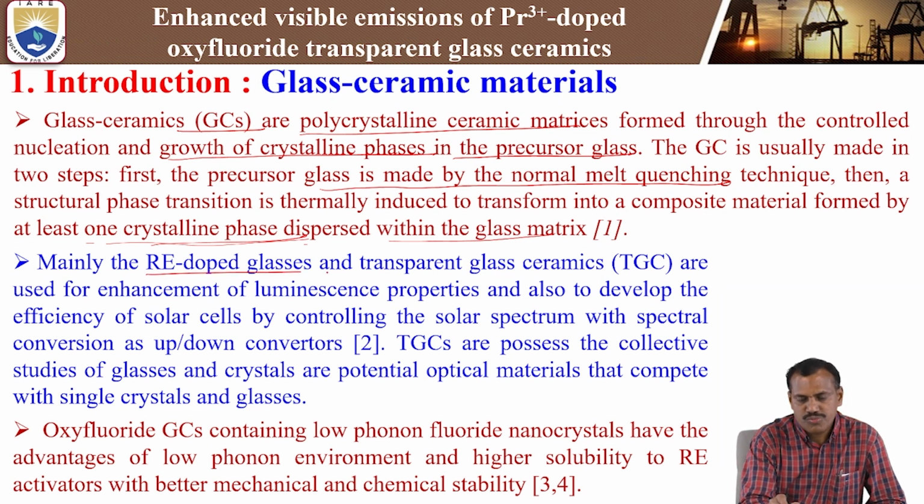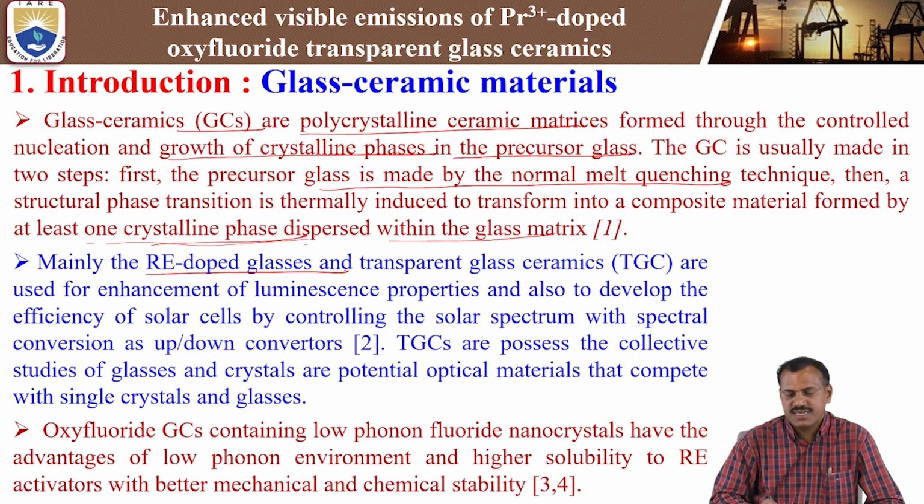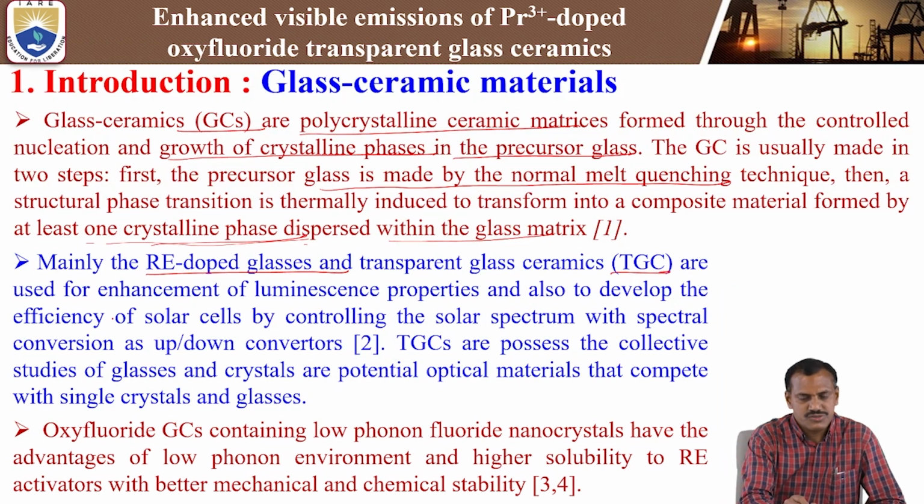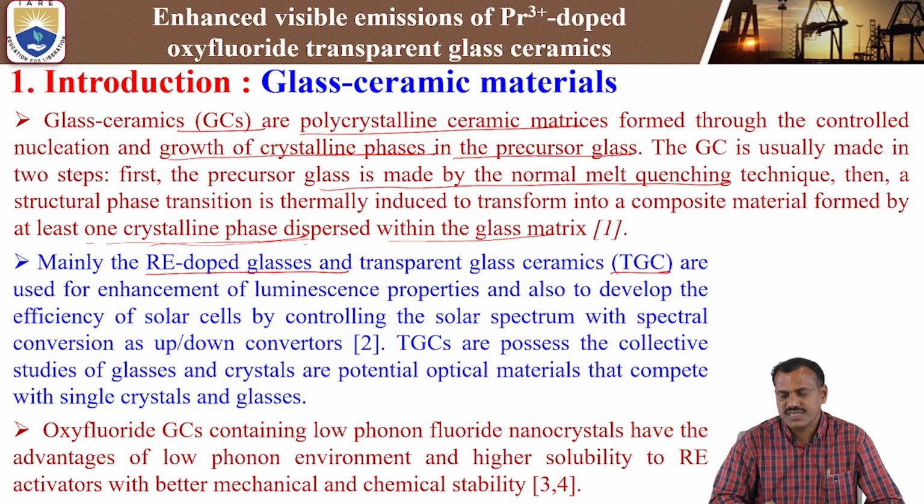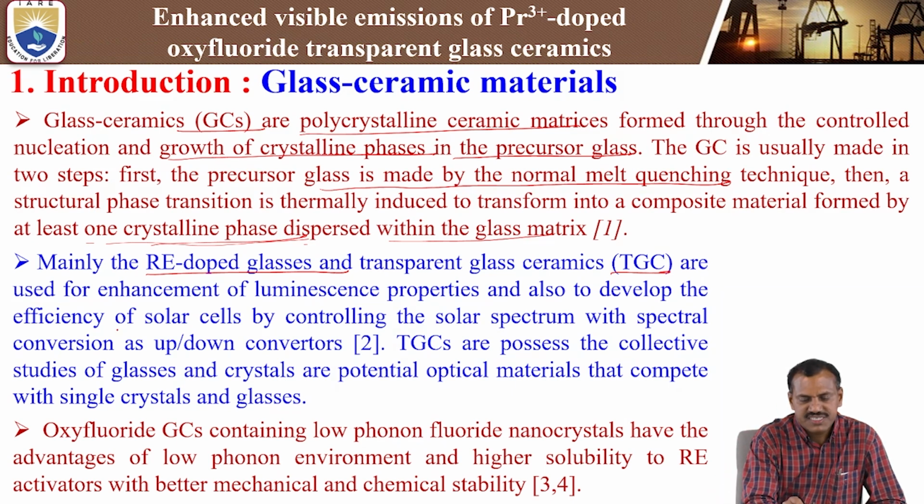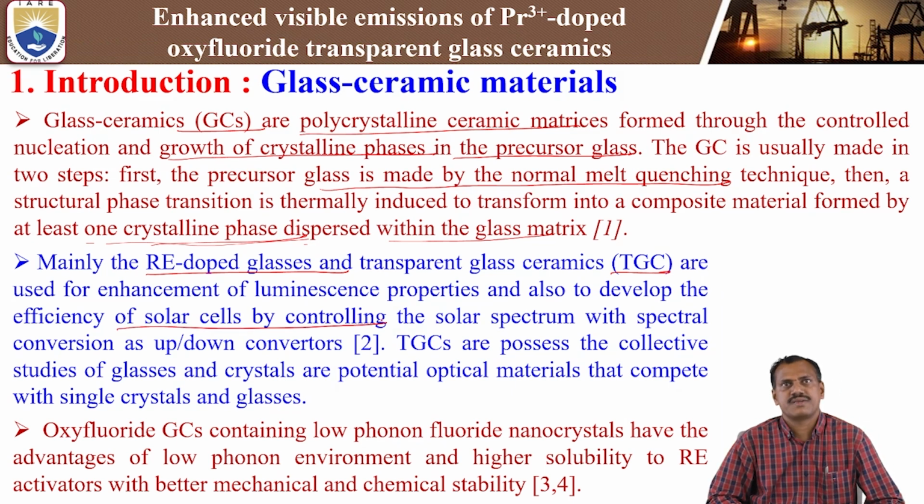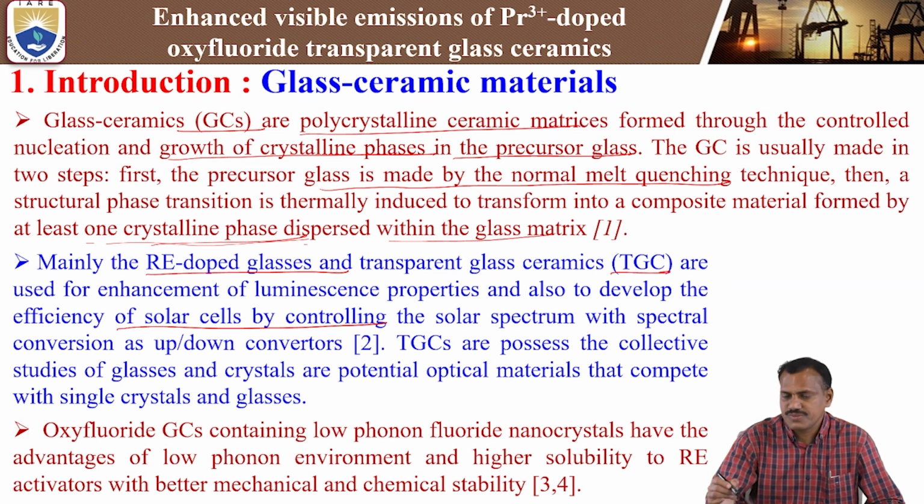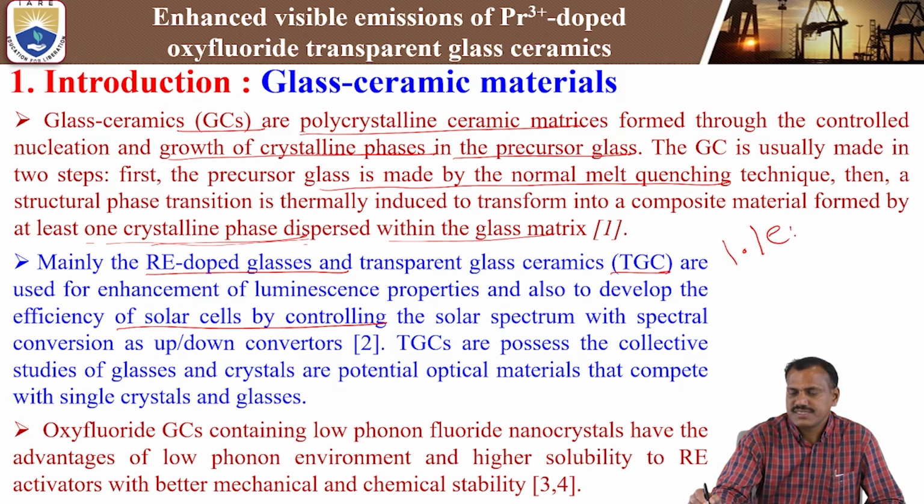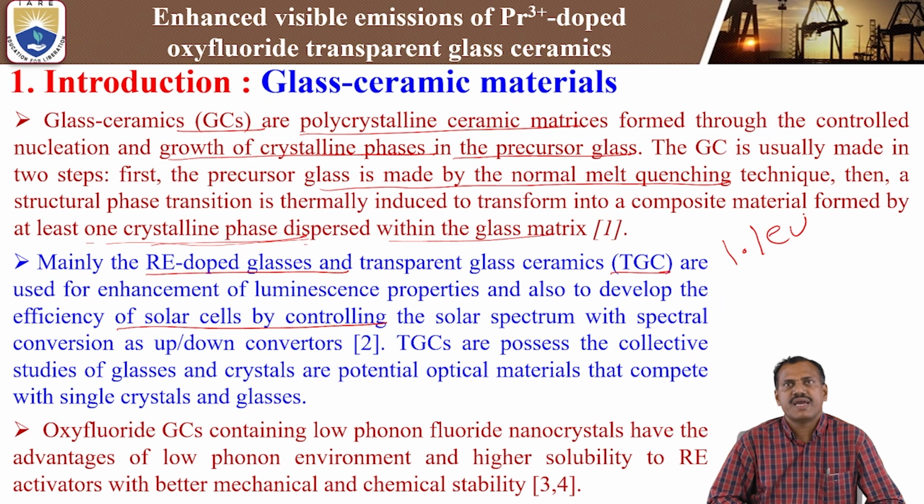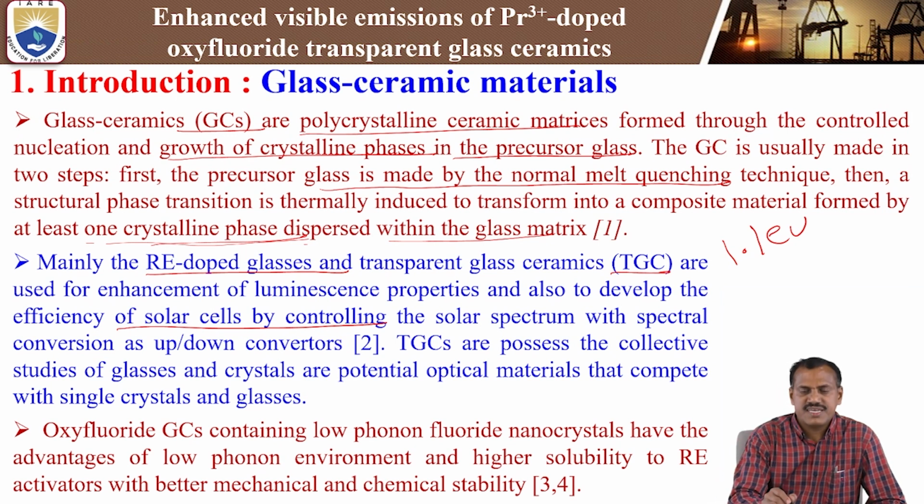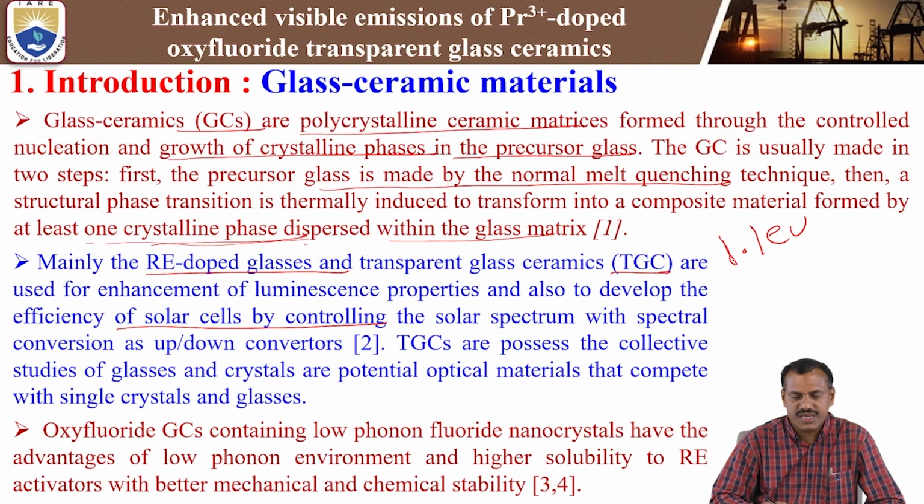Next, mainly rare earth doped glasses and transparent glass ceramics. Transparent glass ceramics we can call TGC. Transparent glass ceramics are used for enhancement of luminescence properties and also to improve the efficiency of solar cells by controlling the solar spectrum. For solar cells, mainly silicon is used. Silicon has a band gap of 1.1 electron volt. In our case, in praseodymium or erbium doped glass ceramics, we can get the absorption band at around 1.1 electron volt. We can use this for solar cell applications also.